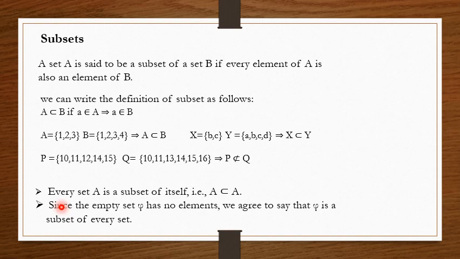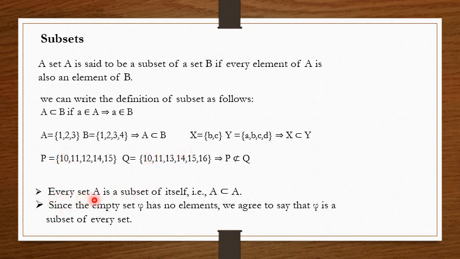Now, every set A is a subset of itself, because we can say that A is a subset of A. Every element of A is also present in A. So A is a subset of A. Also we can say that P is a subset of P. Q is a subset of Q.